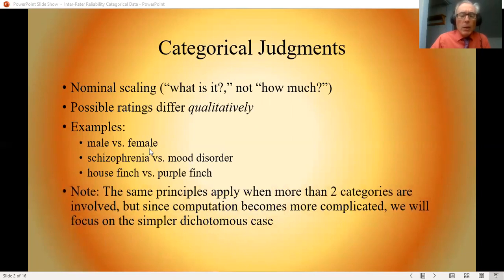I want to add here that I'm going to be using just examples where there are just two possible categories. All of the same principles apply if you have 3, 4, 5, 6 or more categories. But of course, calculating things starts to get a bit more complicated, more cumbersome. So let's just start with the basics.